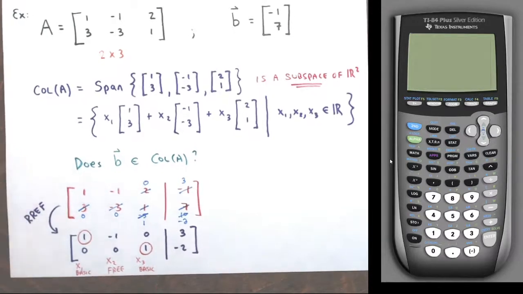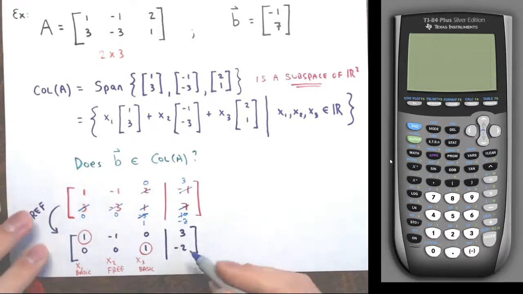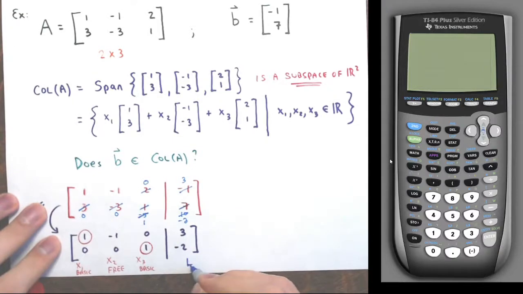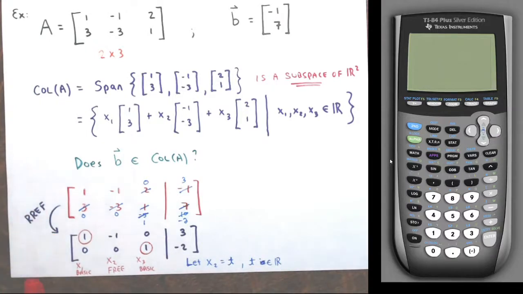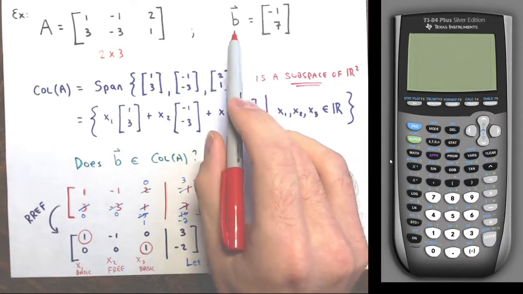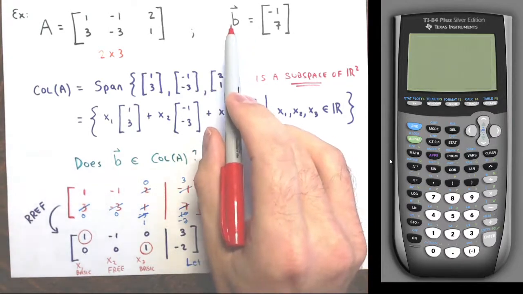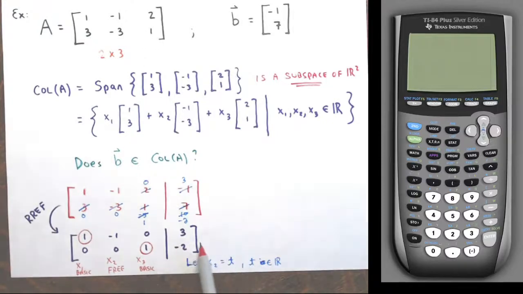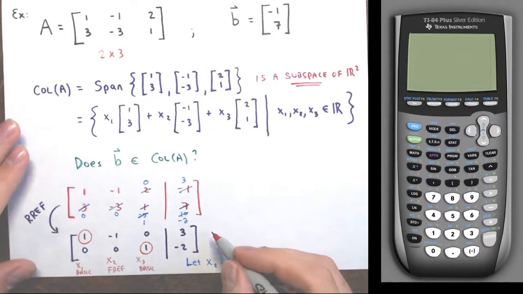So what I'm going to do, like I like to do with free variables, is replace x2 with t again. I'm going to let x2 be equal to t, where t is any real number. I'll just say t belongs to the reals like I did last time. I already know that B does belong to the column space of A. This has solutions, but let's get into it.